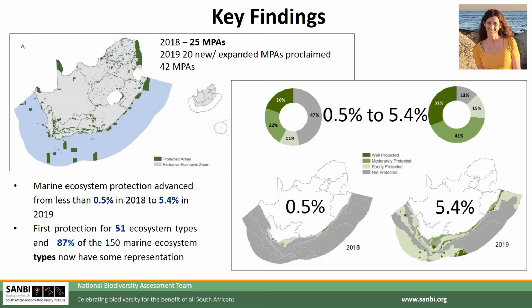But in 2019, a new and expanded Marine Protected Area network was proclaimed, bringing our total to 42 marine protected areas. And you can see how the gray bars in these charts decreased. The not protected decreased, and the green bars, the protection, increased. And this is reflected even more strongly on the map, showing that substantial increase in marine ecosystem protection levels, with overall coverage of South Africa's mainland ocean territory advancing from less than 0.5% to 5.4%, and really reflecting that progress in ecosystem protection.